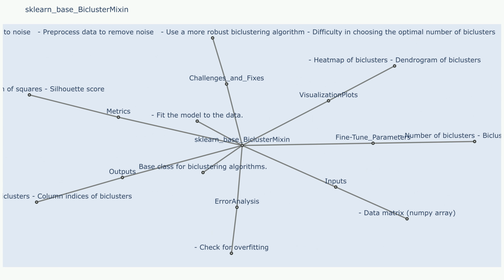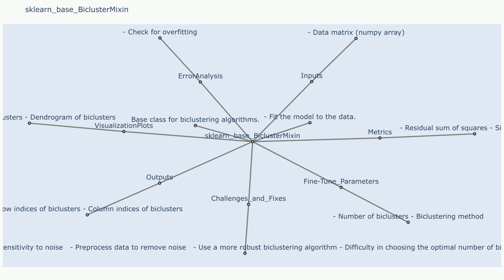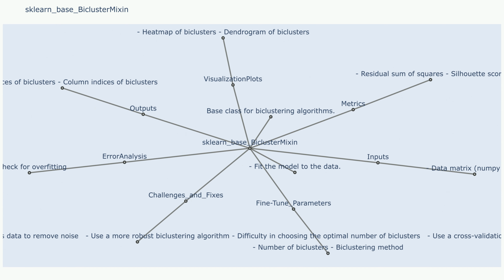Challenges and fixes. Challenge 1: choosing the appropriate number of biclusters, n_clusters. Sample use case: if the number of biclusters is too small, it may fail to capture all the underlying patterns in the data. If the number of biclusters is too large, it may lead to overfitting and produce meaningless biclusters. Fixes: use the elbow method or silhouette score to determine the optimal number of biclusters.